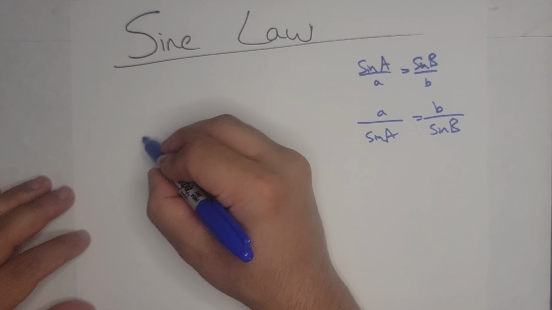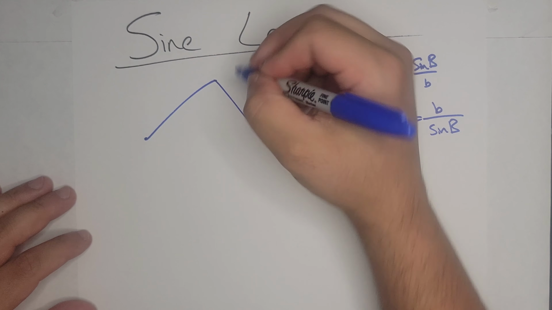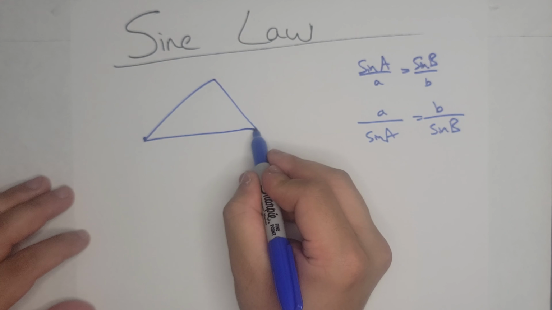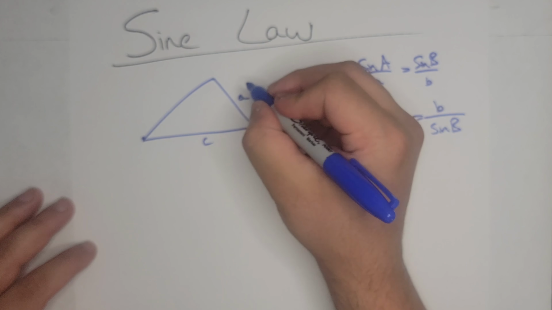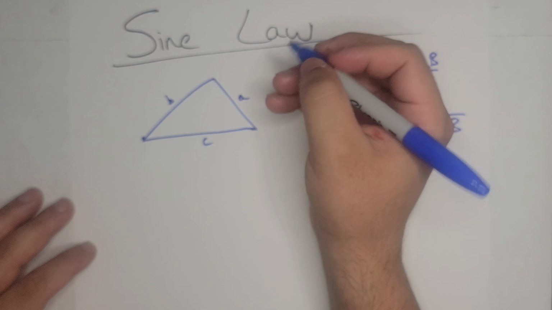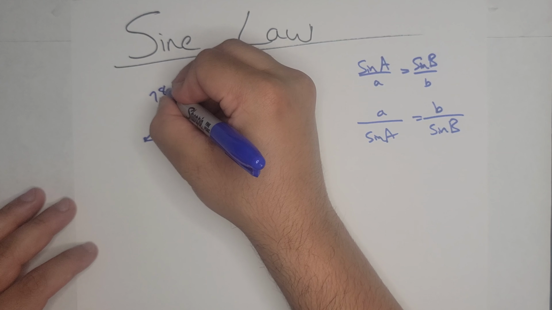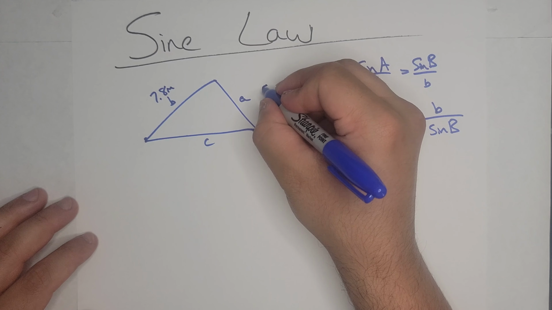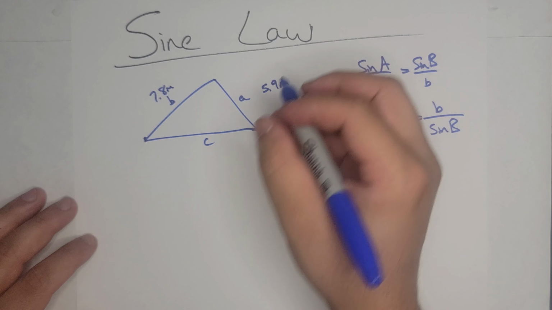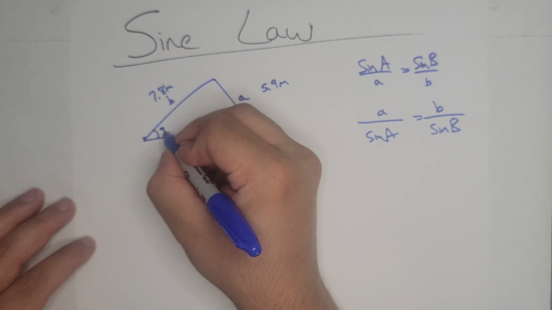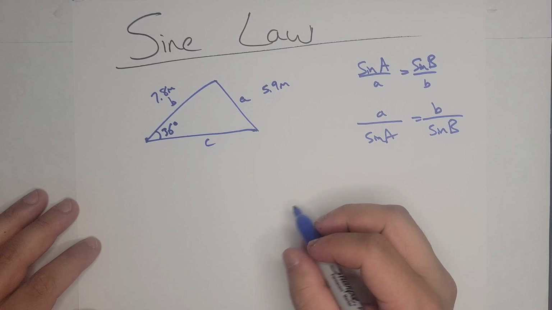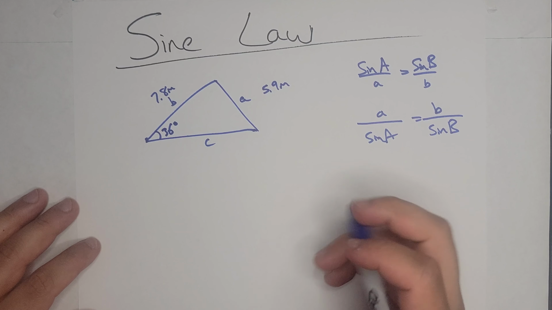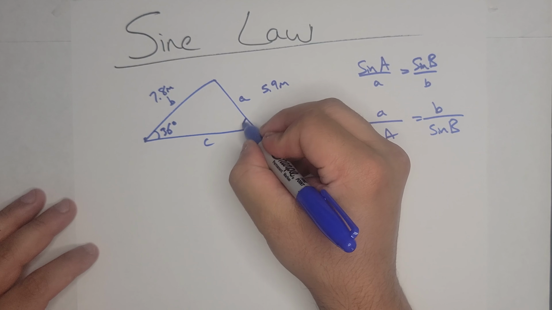So say we have a problem like such, where we have C, A, and B, where B is 7.8 meters, A is 5.9 meters, and this angle is 36 degrees. And now I want to find out the angle of B.